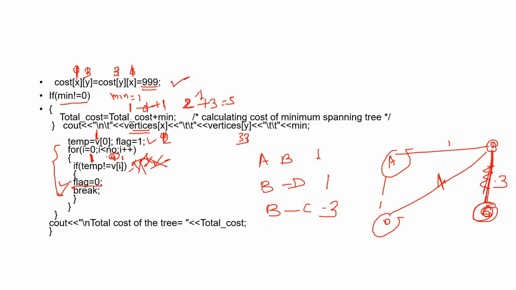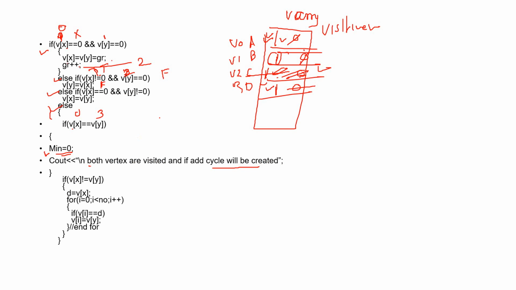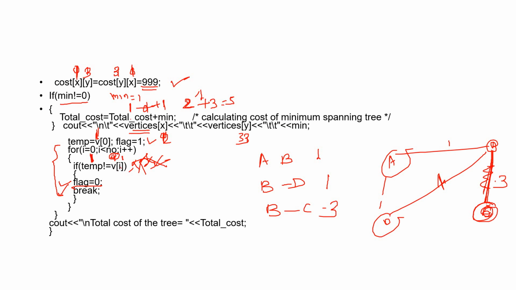Okay. Next time again we have to check whether all vertices are visited or not. So again temp is equal to v of 0, which is equal to 1. Flag equal to 1. Now temp value is 1. It will go from 0 to 4. So here you can see all are 1 actually. Right now all are 1. So v of 0 is 1, condition is false.